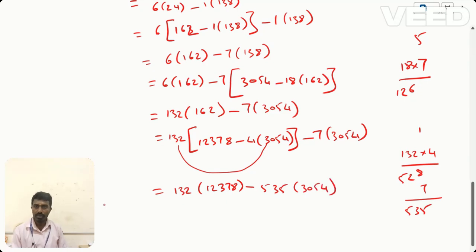So this is the required solution. That is, the GCD of 12378, 3054 is 6, which can be written as a linear combination of the given two numbers. Thank you.